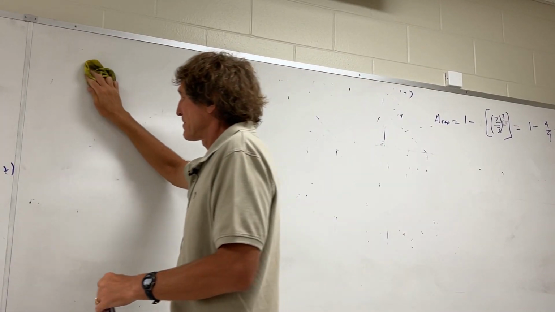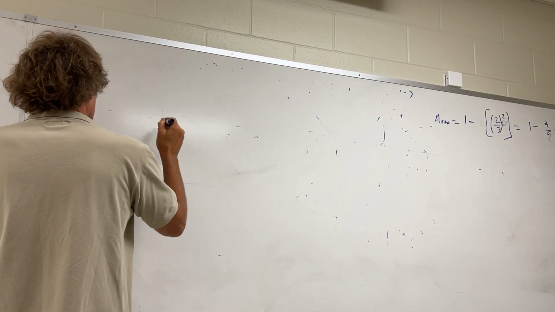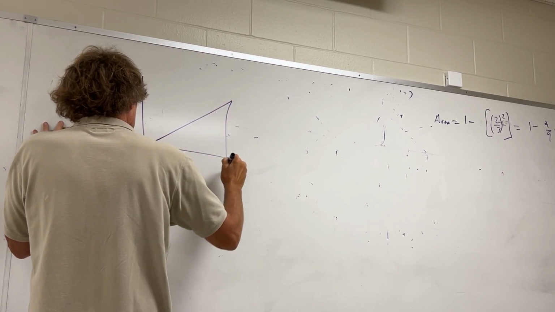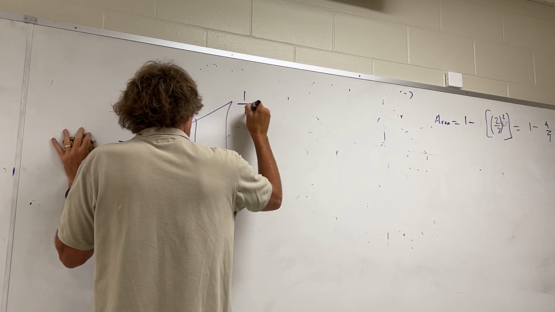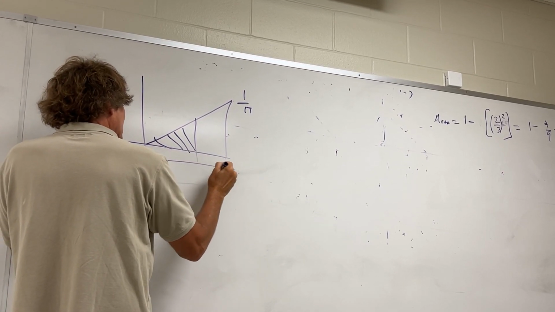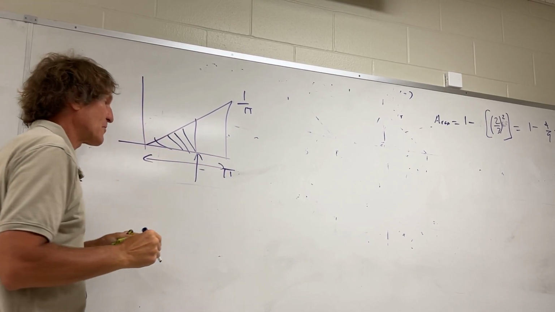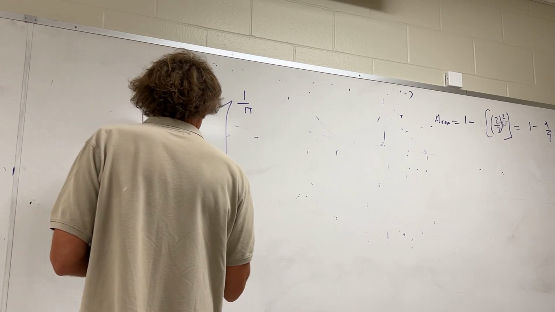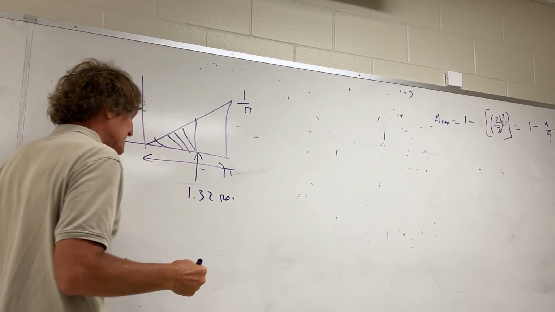Why don't we do it this way? So all this is in radians, right? So here's what I'm going to do. I'm going to make a simple triangle like this. And here's what I want, is this area, right? This is 1 over pi. This would be pi. This is the same exact dimensions right here. And I know this point in radians is 1.32, right? 1.32 radians. All this stuff is in radians, correct?